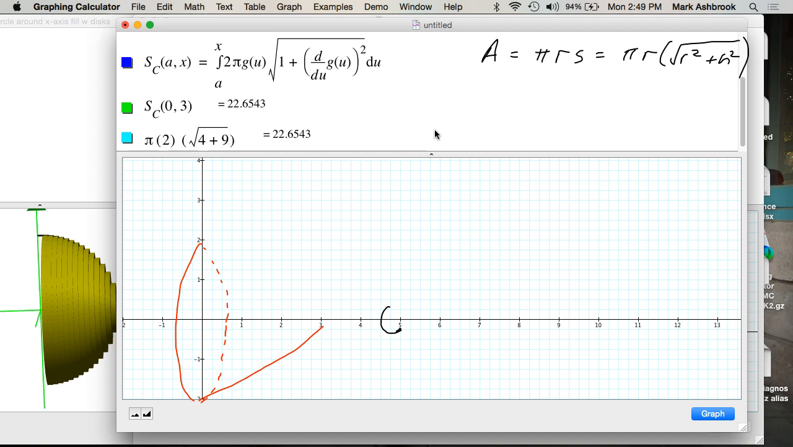Okay, the question is, can we do that same problem in terms of y? Same thing, rotating around the x-axis, can we still do it in terms of y instead of in terms of x? And the answer is yes, but we don't have time.